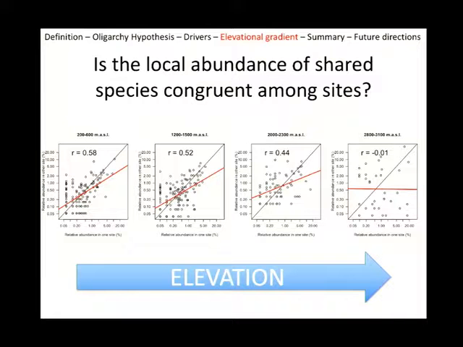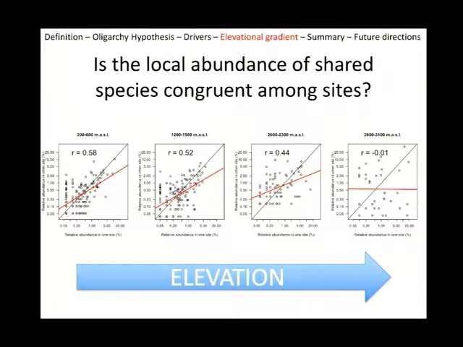Each panel is one elevation. These are sorted from Amazonian forest to upper mountain forest. Each point is one species. The x-axis is the relative abundance of the species in one site, and the y-axis is the abundance of the species in the other site at the same elevation.